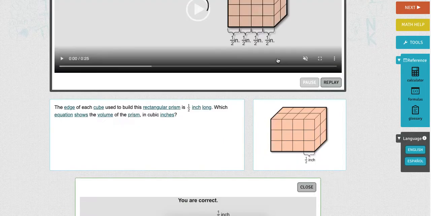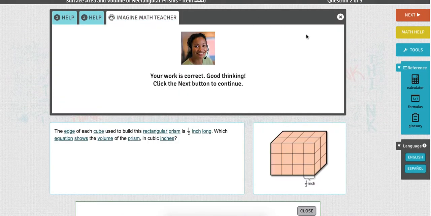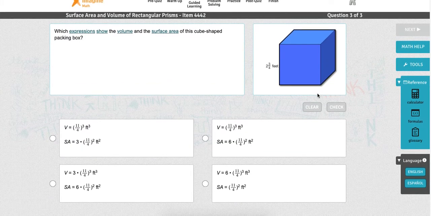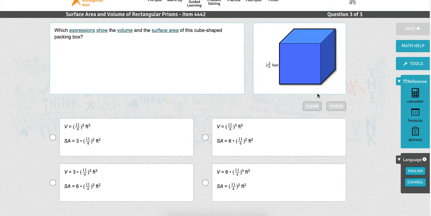Now, if we didn't get it right, again, you've got this math help here, and you have the Imagine teacher to help you. And if you're still not getting it, please let me know. Okay? Then we can go on to the next piece, the last piece that we're going to go through together. And we have: which expression shows the volume and the surface area of the cube-shaped box.